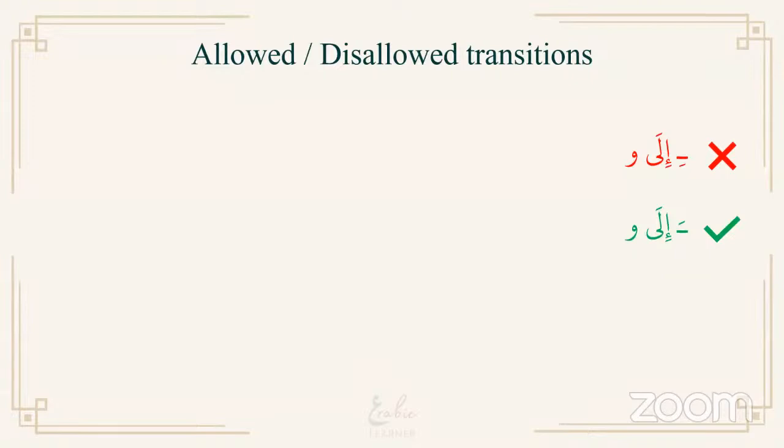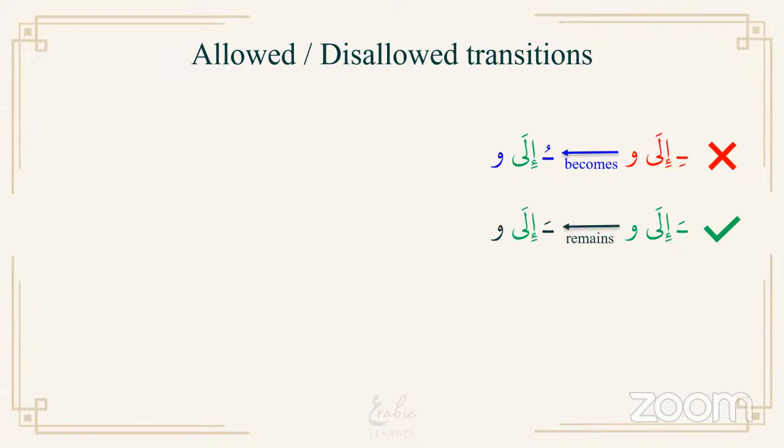Now, for such a situation which is not allowed, how will you change it? You will change Kasra to Dhamma. So when such a situation comes, you will change Kasra to Dhamma with Vav. In this situation, Fatha to Vav, you don't need any change, so it remains like this.